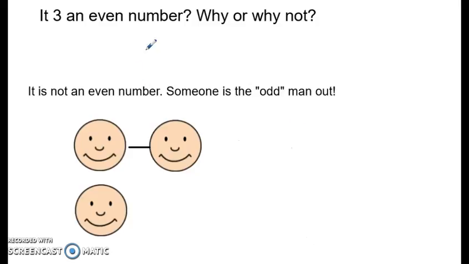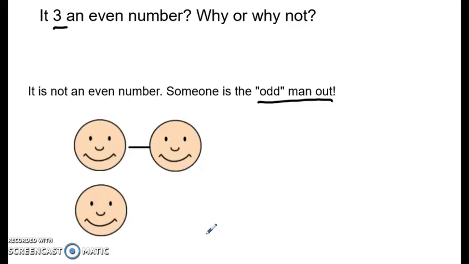Let's take a look at another number. Let's look at the number 3. Is 3 an even number? Well, if we look at 3, here I have 3 faces, 1, 2, 3, we can see that it is not an even number. 3 is actually an odd number. You can think of it because someone is the odd man out, meaning that somebody doesn't have a partner. If we look at my picture, 2 people have a partner, but 1 person does not. Remember, partners are groups of 2.